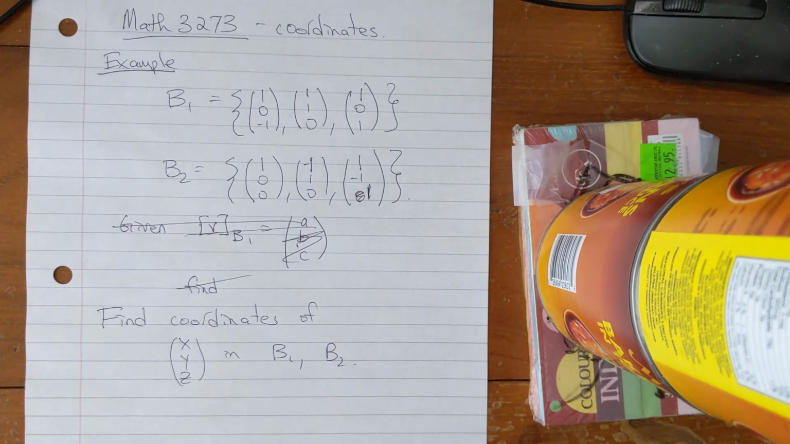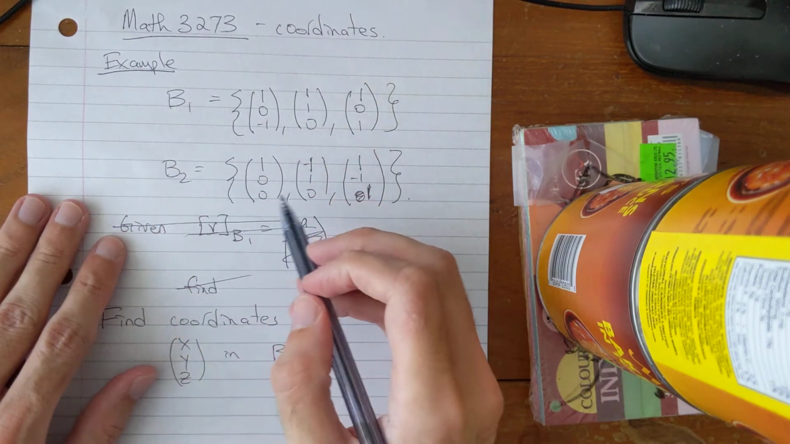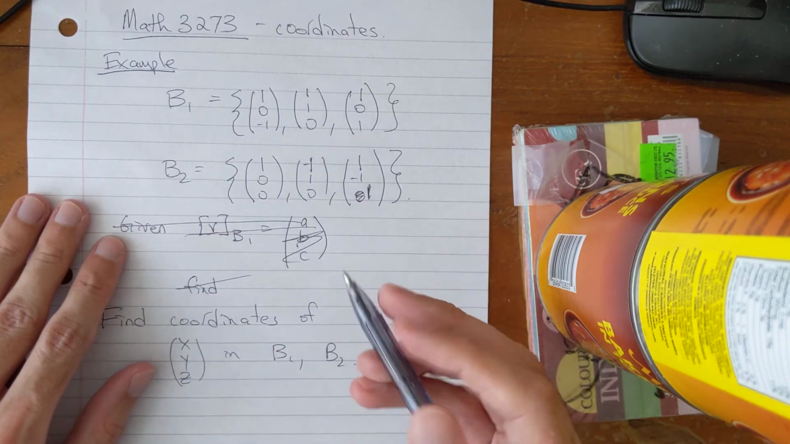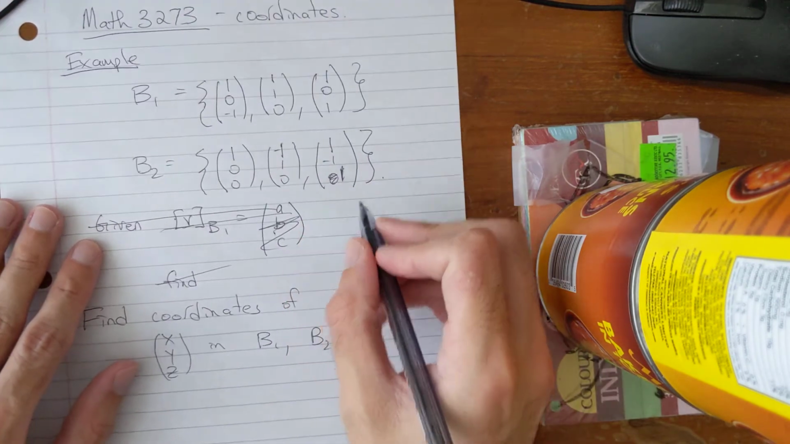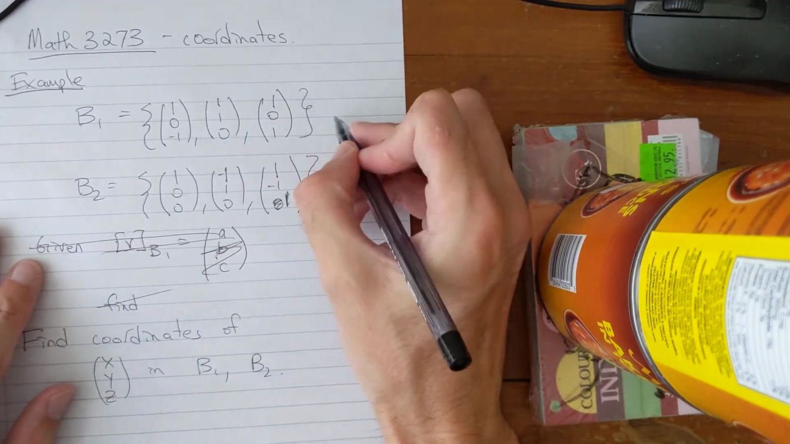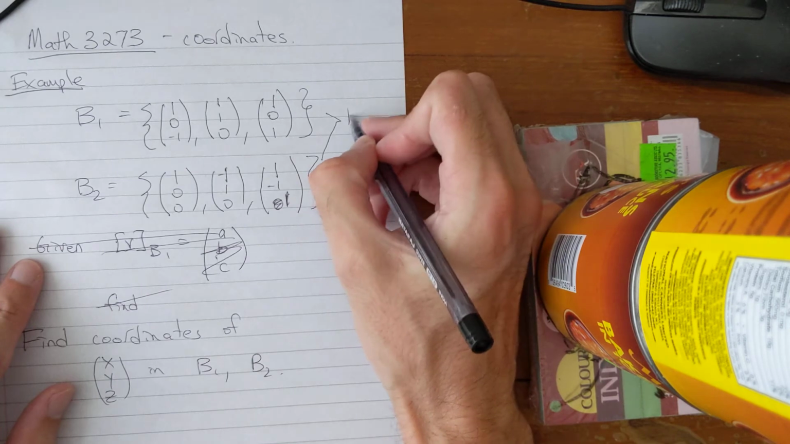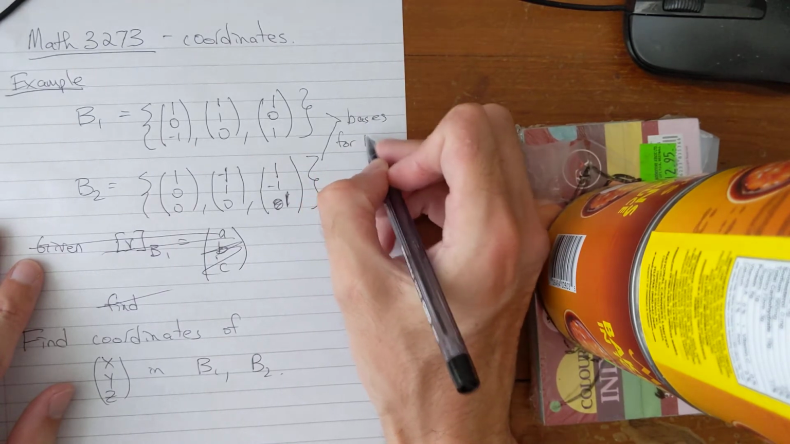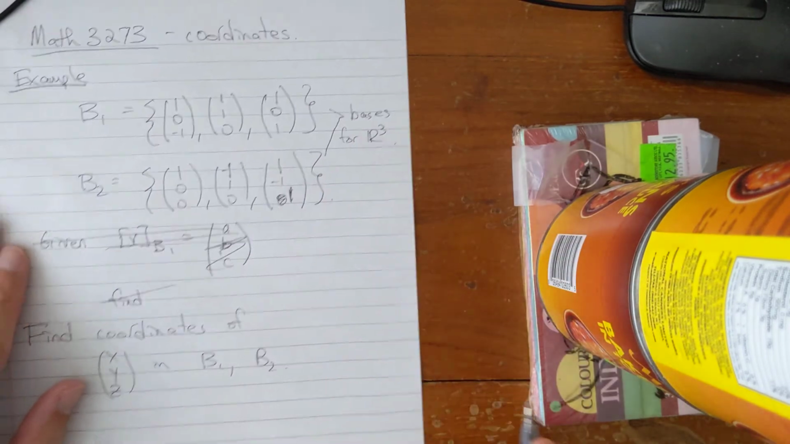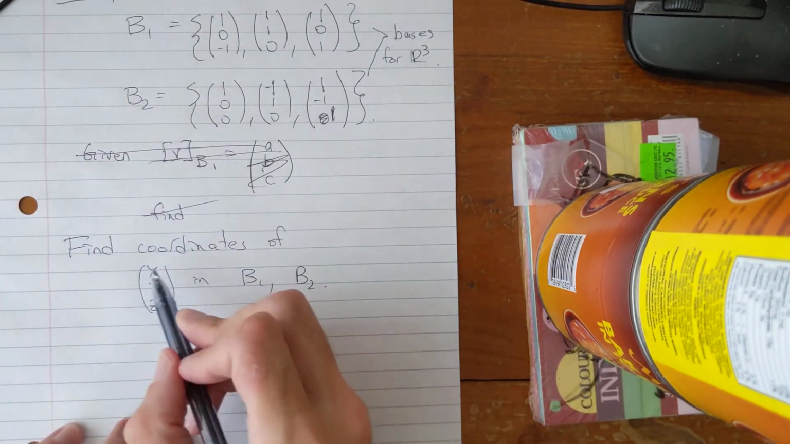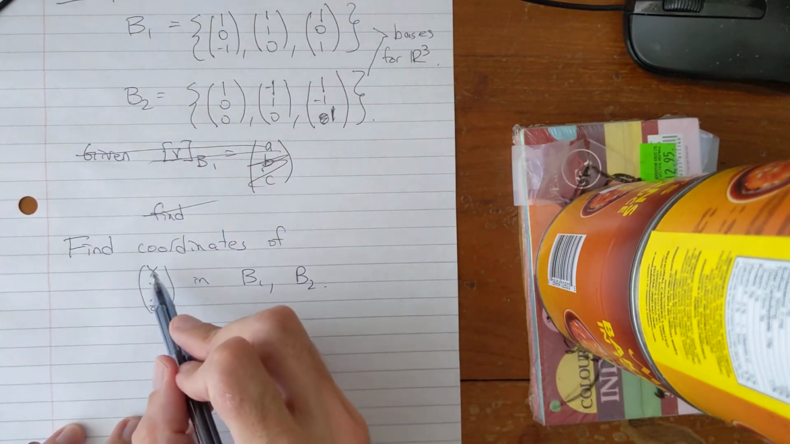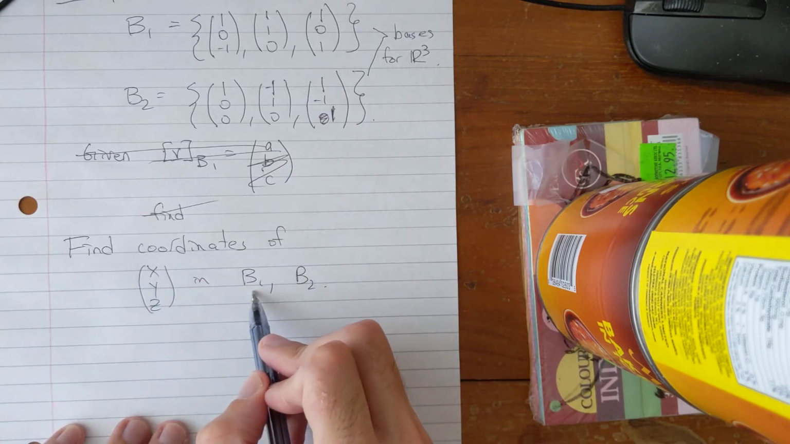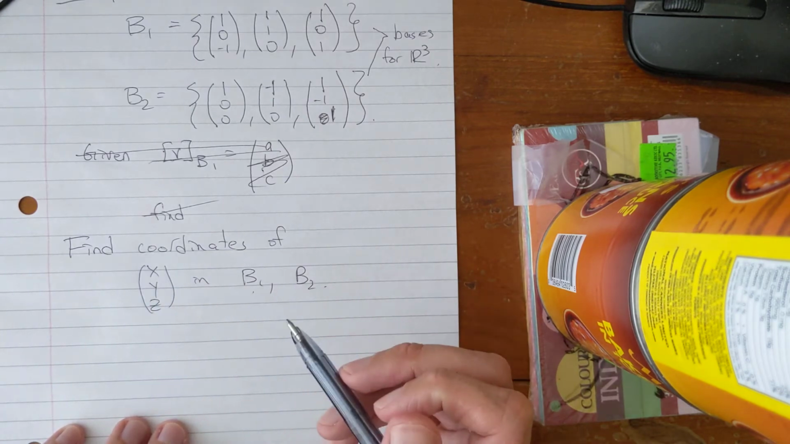Okay, so in this example, these two, B1 and B2, are bases of R3. So let me put that over here. They're both bases for R3. And in this example, I have x, y, z, and I want to find the coordinates of x, y, z relative to B1 and also relative to B2.